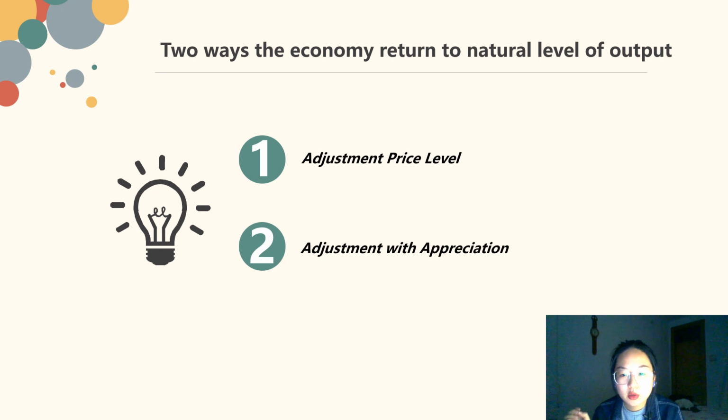At the end of this presentation, the two ways the economy returns to the natural level of output are these. The first is adjustment of the price level: the aggregate supply curve will move to the left, the price will increase, and the output will decrease. The second is adjustment with appreciation: the aggregate demand curve will move to the left, the price will decrease, and the output will decrease too.